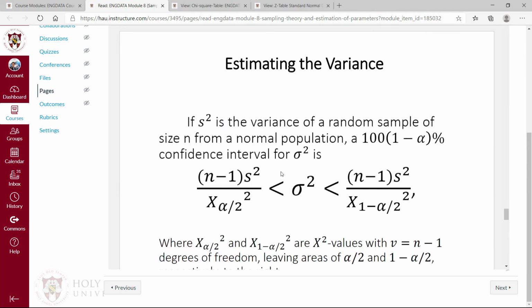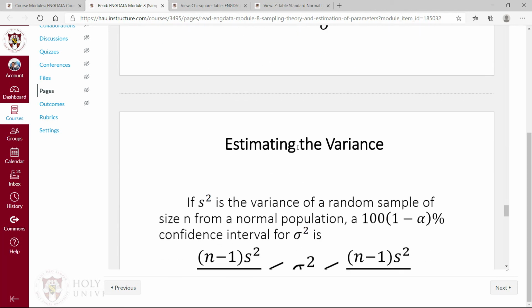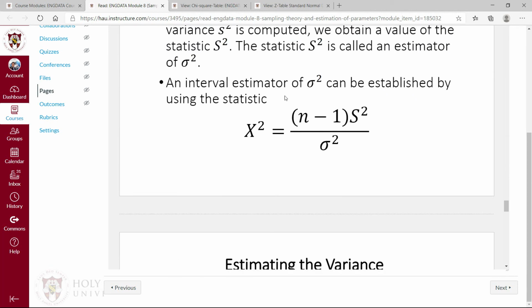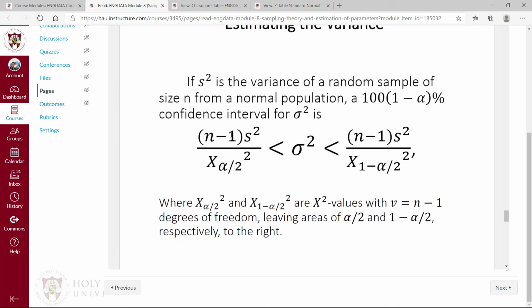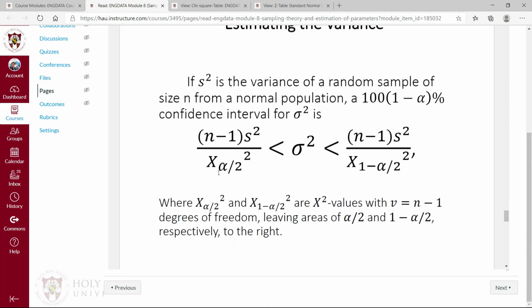And for this value, this is the degrees of freedom. So this is estimating the variance. So this is the interval estimator, and this will be your formula for the variance itself. Okay, this is the variance. Okay, you have this formula.